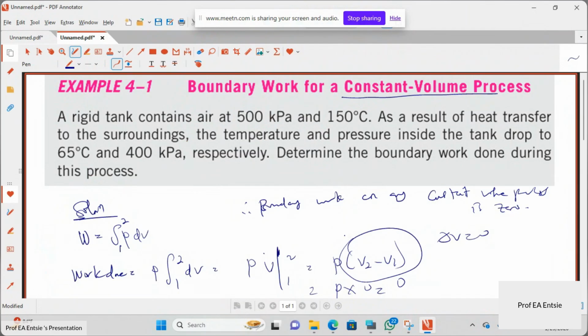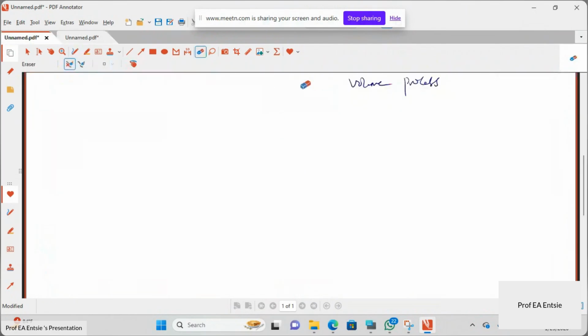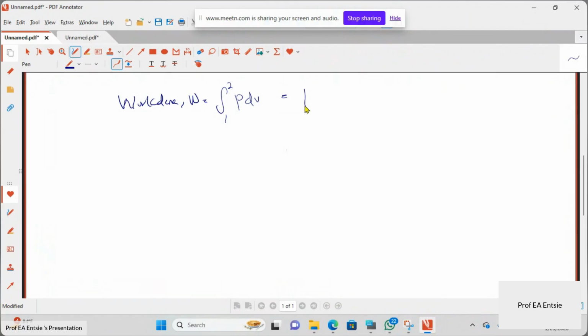Alright, then let's move on to constant pressure. This time pressure is constant. So it means work done W will be equal to the integral of P dV from 1 to 2. Since pressure is constant, I'll take it out of the integral. So from 1 to 2, now I get P in bracket V2 minus V1. But this time pressure is the one constant. It means V2 minus V1 is no more constant.